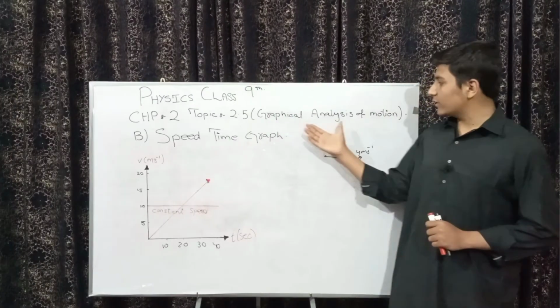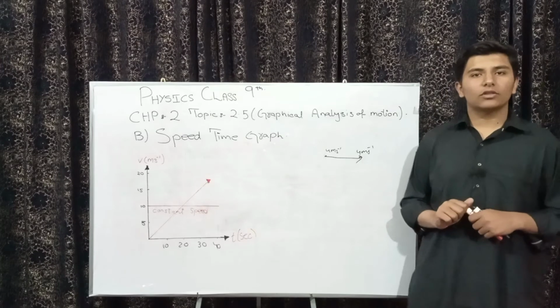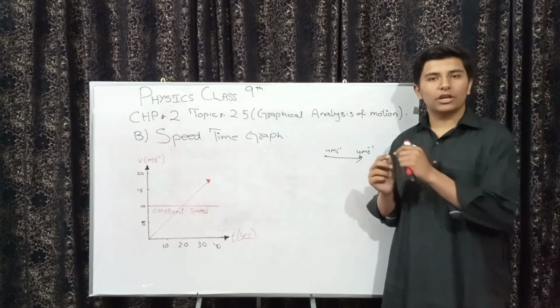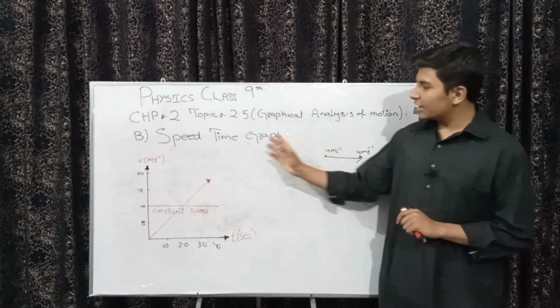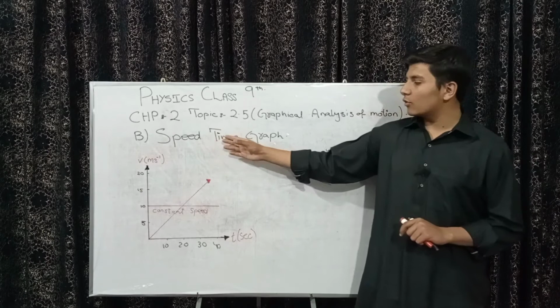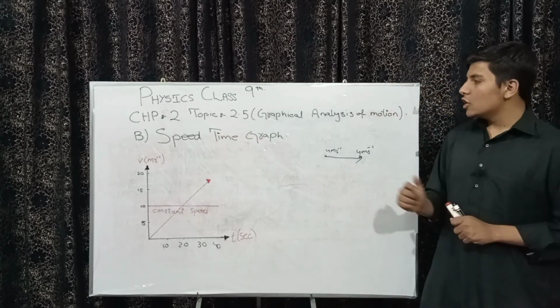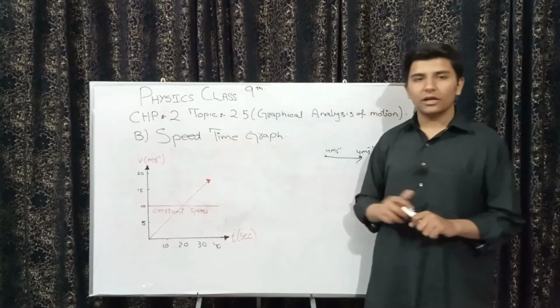Topic 2.5, graphical analysis of motion, that is the speed time graph. Before this, we studied the distance time graph, in which we studied the ratio between distance and time. So here we'll be studying another ratio of two quantities, speed and time. Speed is a scalar quantity and time is a base quantity. So a graphical ratio between speed and time is said to be the speed time graph.